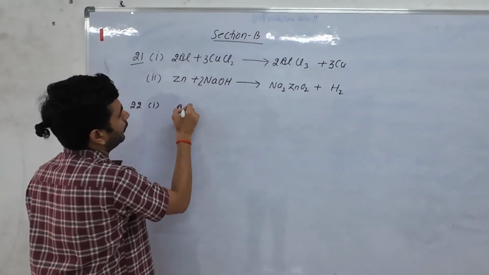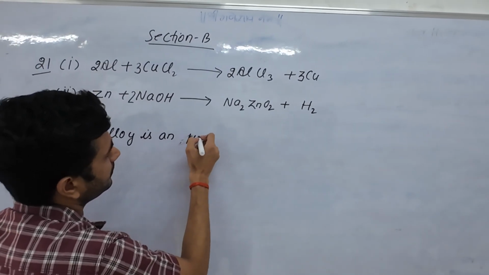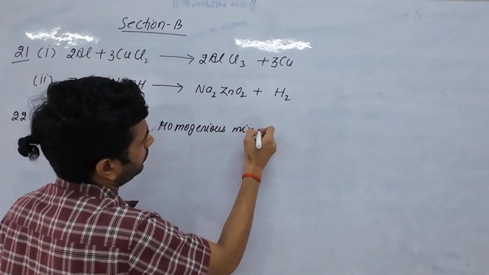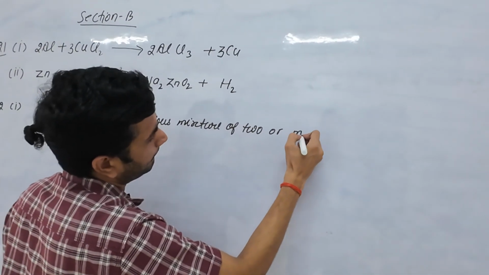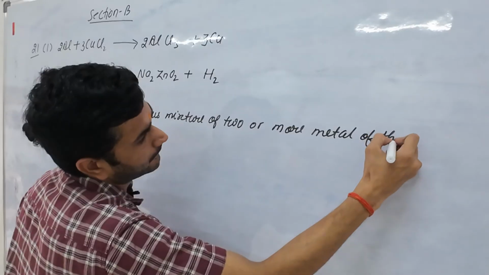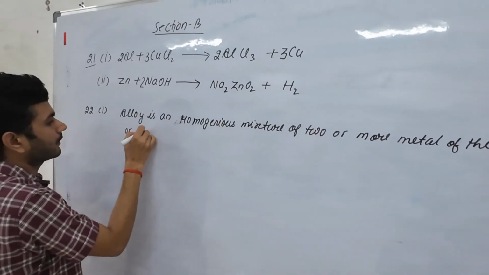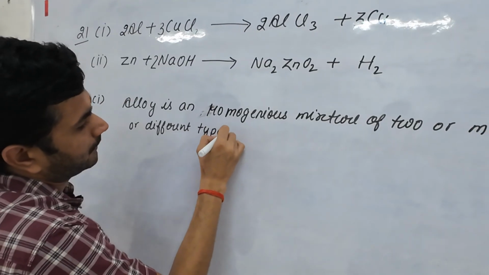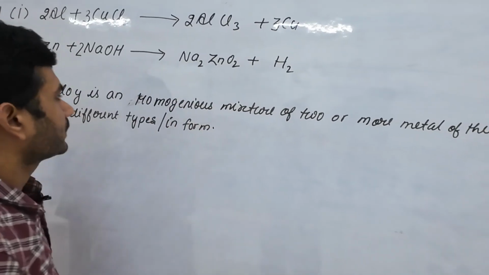So what we can write is that an alloy is a homogeneous mixture of two or more metals of the same or different types, or in different forms. Now this is the alloy.